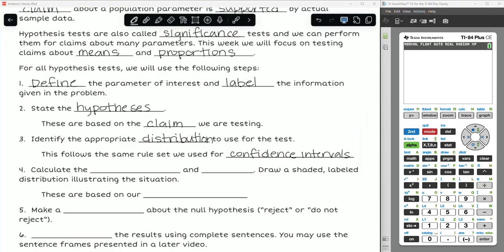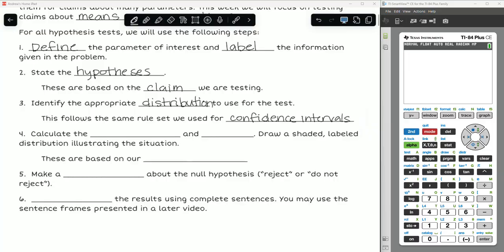Once I know which distribution I'm using, I'm going to calculate something called a test value or test statistic and a p-value. And I'm going to draw a shaded and labeled distribution illustrating those values. These values, the test statistic and p-value, are based on our sample data.